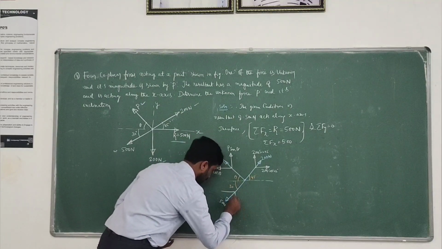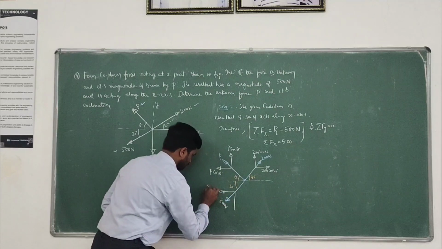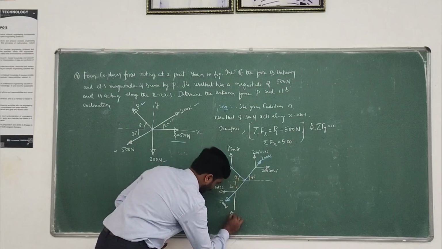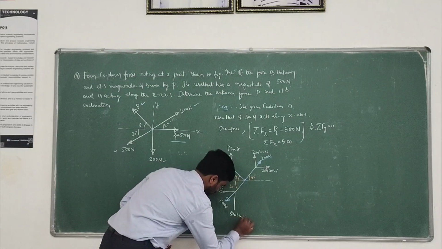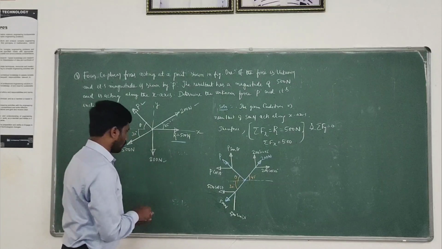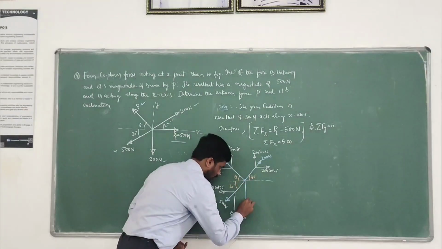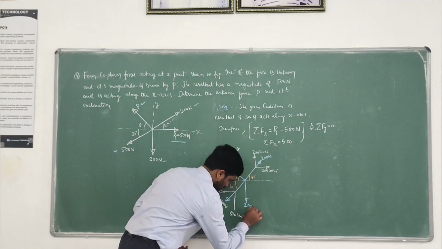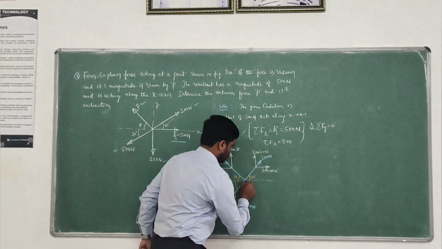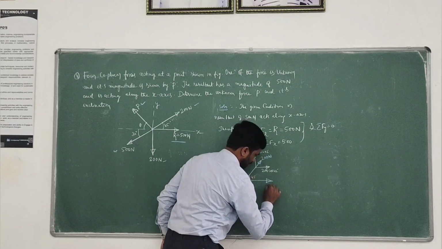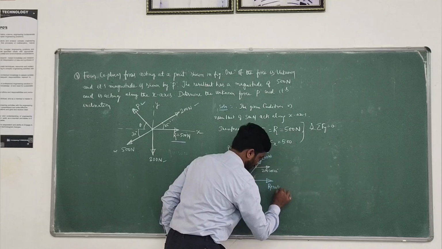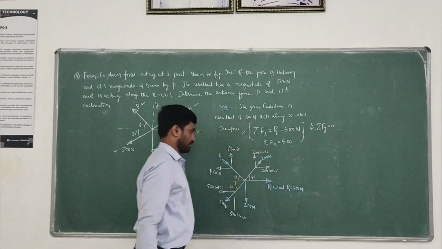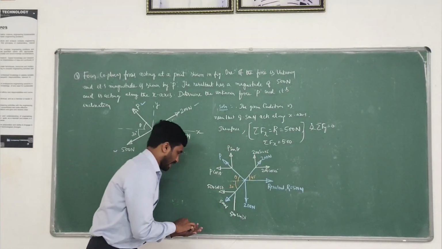So resolve in two directions. It will become 500 cos 30 and 500 sin 30. And the fourth force is purely vertical, that is 200 Newton. And one more, that is not a force, it's a resultant R, which is 500 Newton. This is the free body diagram.